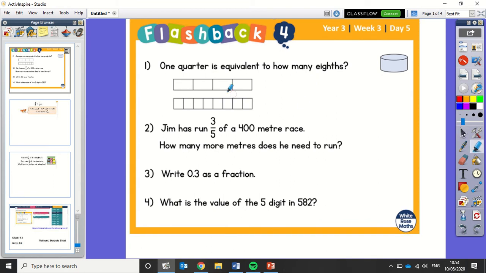Let's shade in here. We've got some handy bar models. Let's shade in 1/4. Now, equivalent, we should remember, means it's equal to, so it should take up the same amount of space. So let's see how many eighths takes up 1/4. And it's 2.